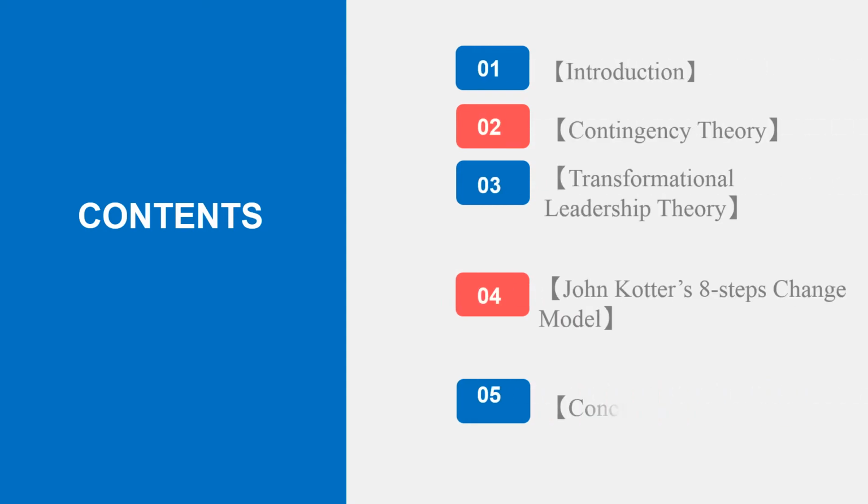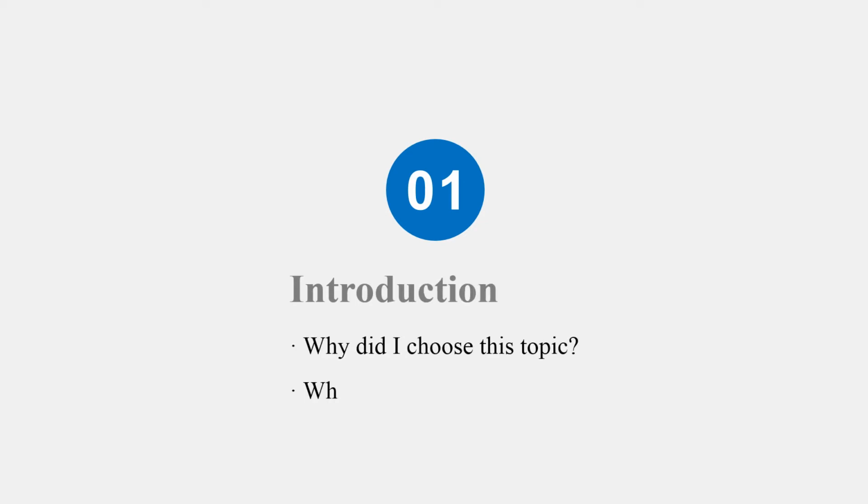My paper includes 5 parts: introduction, contingency theory, transformational leadership theory, John Kotter's 8 steps change model, and conclusion. The first part is introduction. Why did I choose this topic and what's my thesis?